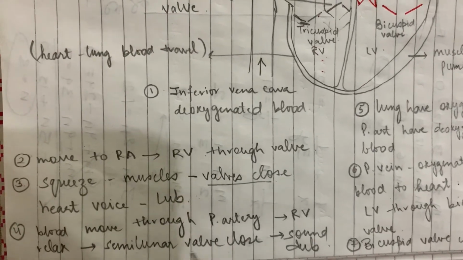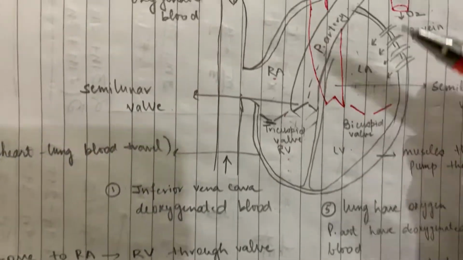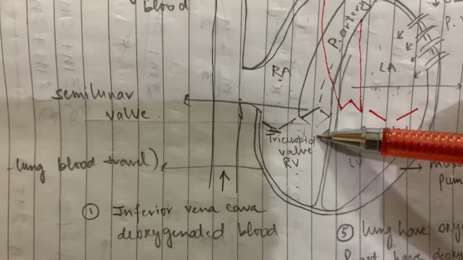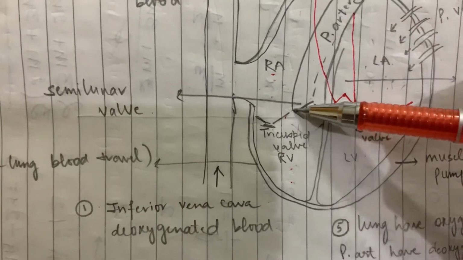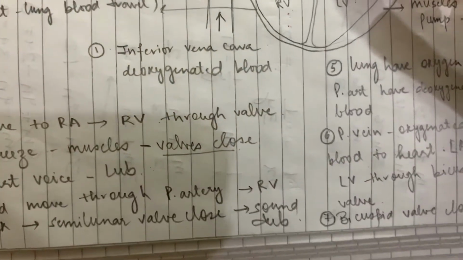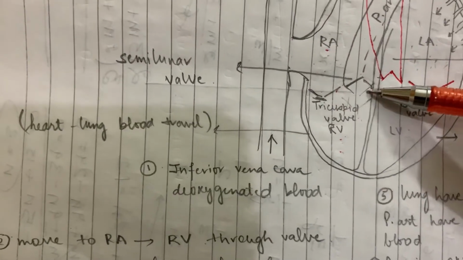The semilunar valve closes and a sound is produced which is called dub. That means this is the semilunar valve. When the blood moves upward, these valves get closed and produce a sound that is called dub. So the sounds lub and dub are produced this way.